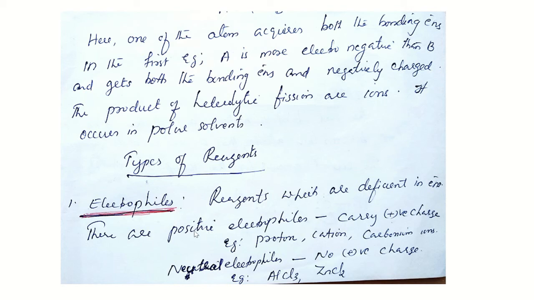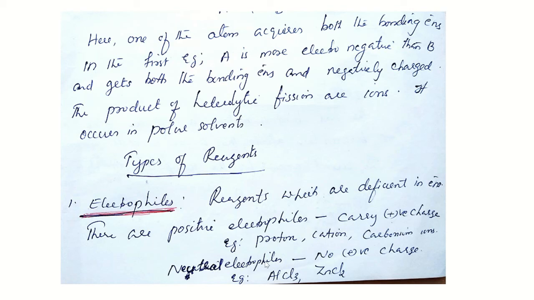There are also different types. There are positive electrophiles and neutral electrophiles. Positive electrophiles means the electrophiles which carry positive charge. Like I said, electron deficient means positive charge. Examples of positive electrophiles are protons, cations, carbonium ions, etc.